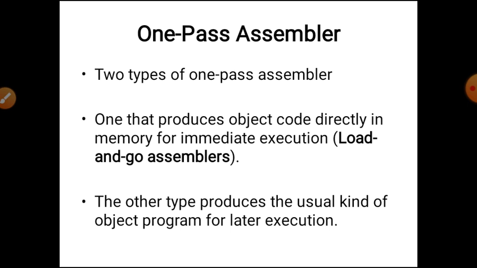The other type produces the object program. As in the case of two pass, it generates the object program but performs only one pass over the source program. So we will start with the load and go assembler.